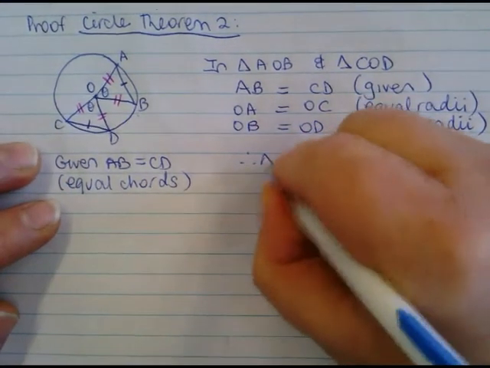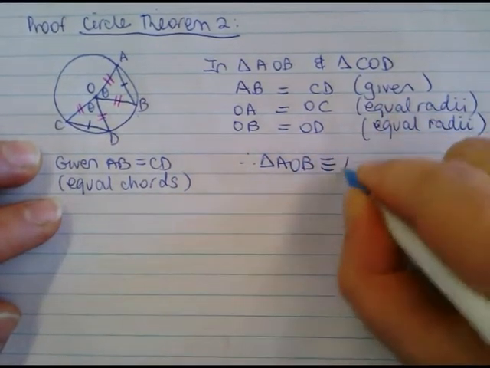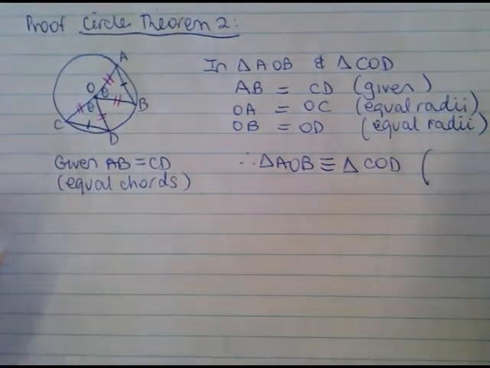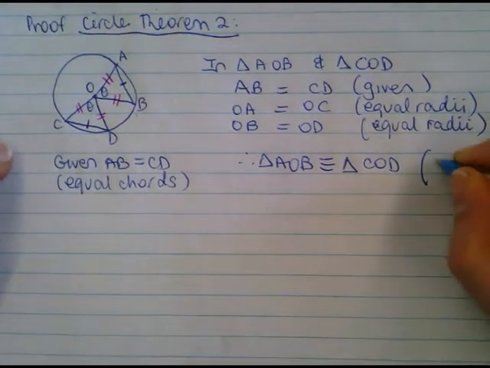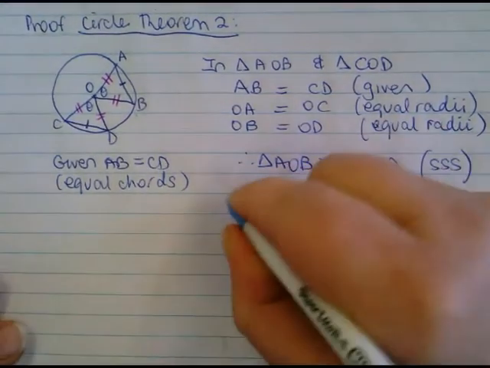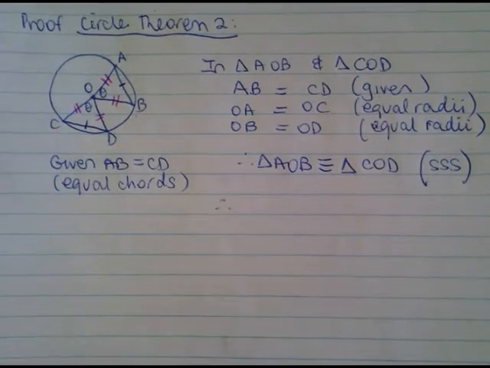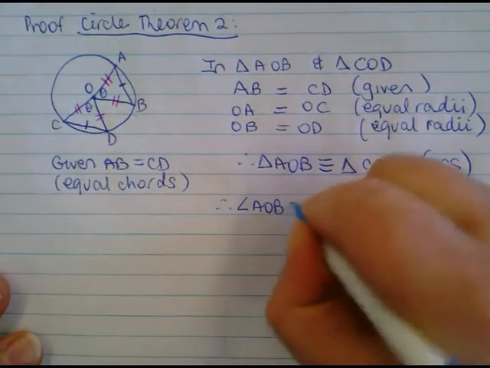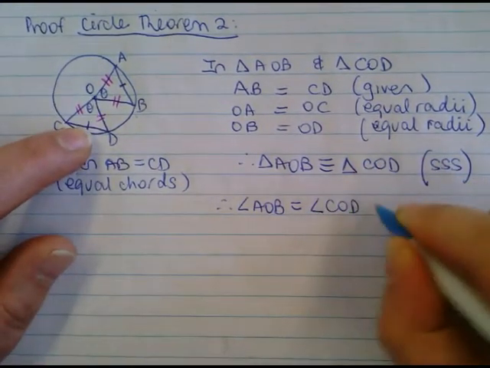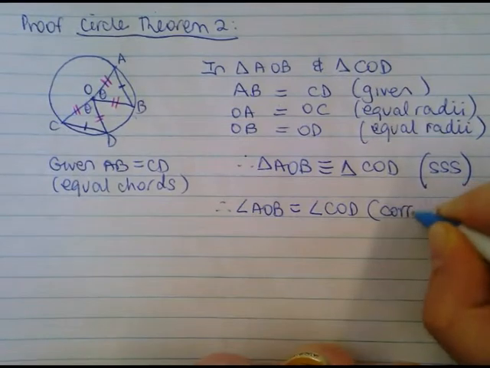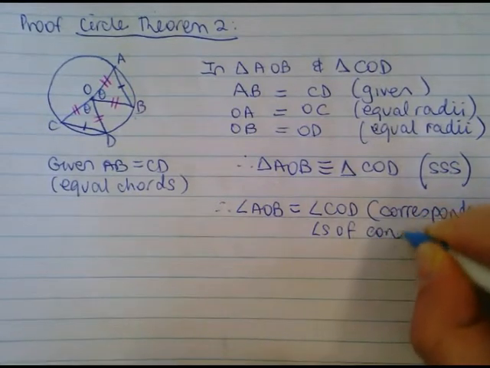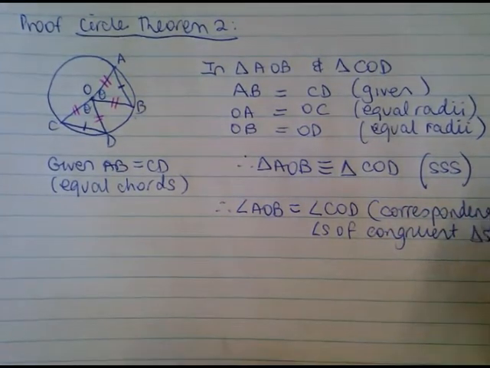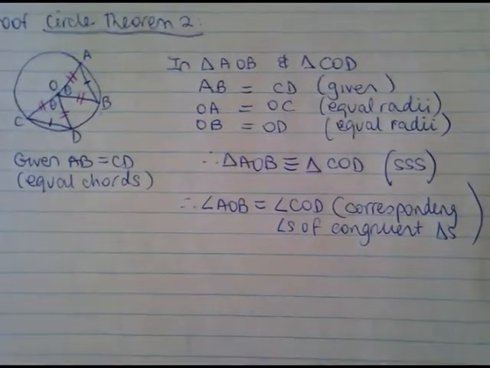So therefore, triangle AOB is congruent to triangle COD by what? I've marked them all. SSS. And so therefore, what would I do now to show that the angles at the center are equal? Therefore, angle AOB is equal to angle COD. Reason: corresponding or matching angles of congruent triangles. Okay, so that is the proof.